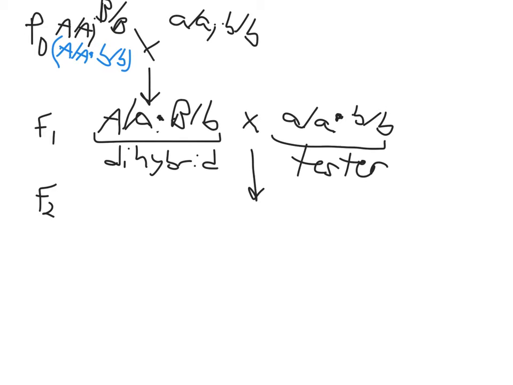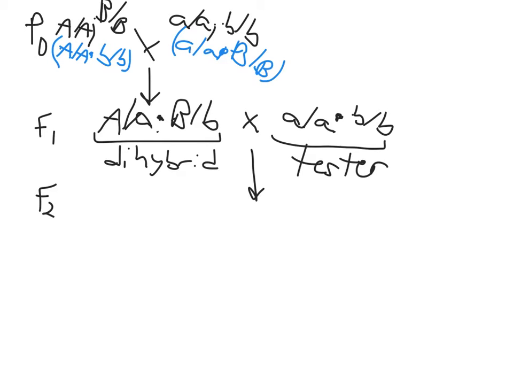So if we have one parent that's homozygous dominant A and homozygous recessive B, what's the genotype of the other parent that would still produce this dihybrid? Right. So this individual would have the lowercase a's and uppercase B's in that parent. So either of those crosses, the black one or the blue one, produces that F1 dihybrid.